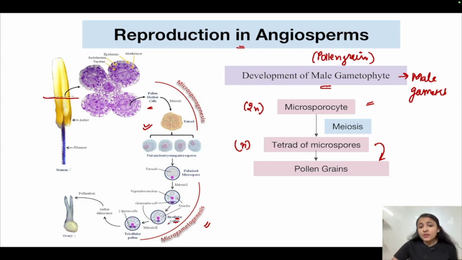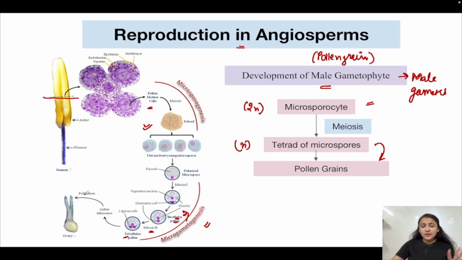Now this bicellular pollen will undergo mitosis 2 in order to form a tricellular pollen. In the tricellular pollen, two sperm cells are present. The generative cell undergoes mitosis 2 to form two male gametes. These two purple colored structures are the two sperm cells, or the male gametes, formed from the generative cell. This stage is known as the tricellular pollen because now three cells are present: one vegetative cell and two sperm cells. The bicellular pollen had two cells, one generative cell and one vegetative cell.